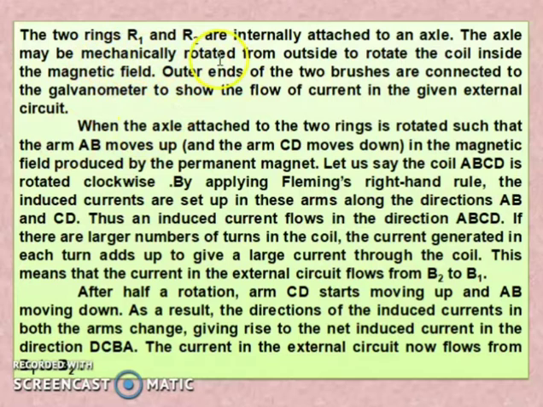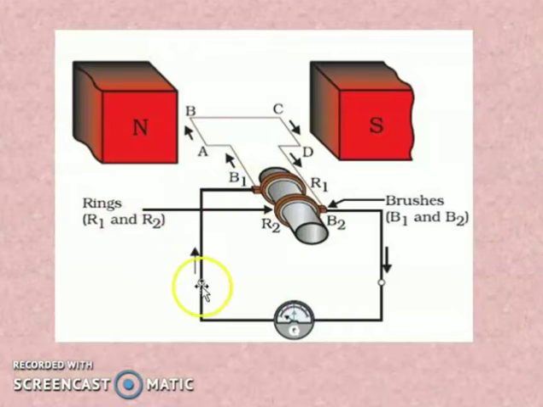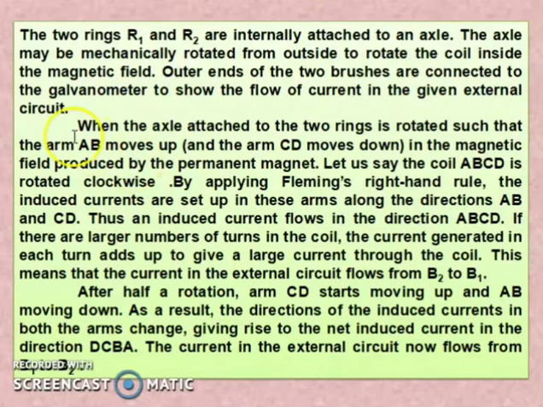Now the axle may be mechanically rotated from outside to rotate the coil inside the magnet. The other ends of the two brushes are connected to the galvanometer to show the flow of current in the given external circuit. So this will be connected to an axle and this will be connected to the galvanometer. This is the construction of an electric generator. Now we will see the working.